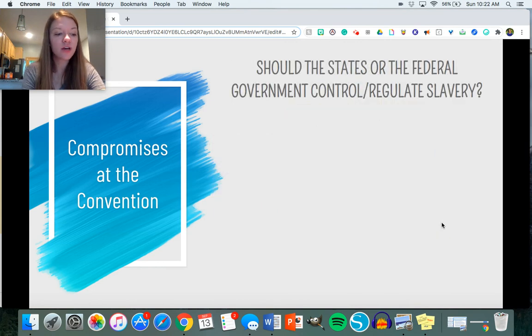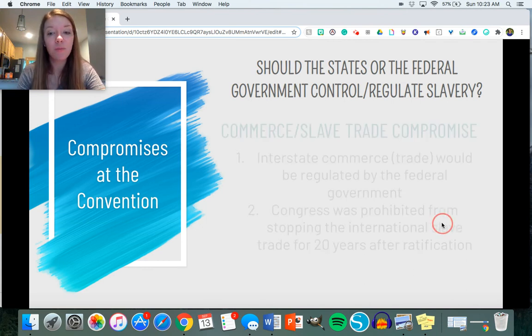Our next question that was answered during the convention that led to a compromise was, should the states or the federal government control and regulate slavery? So another slavery question. But should it be the states or the federal government? Because under the Articles of Confederation, the states had all the power. They're not really wanting to give a lot of this up.